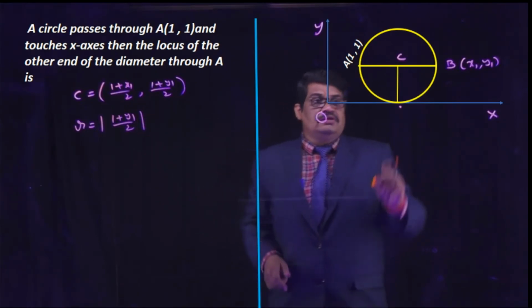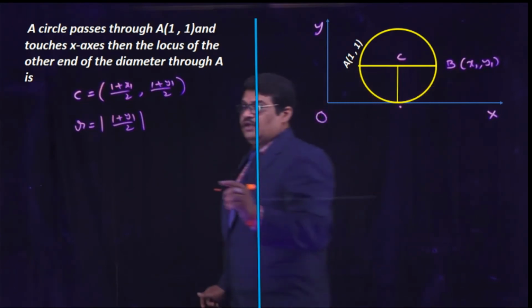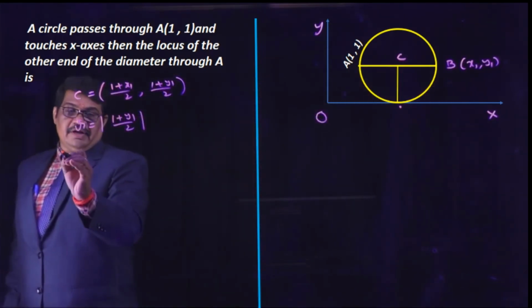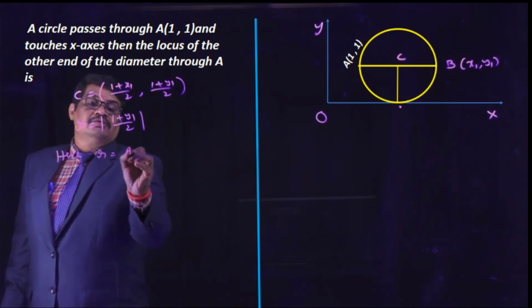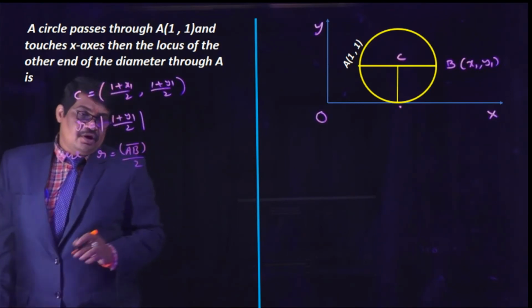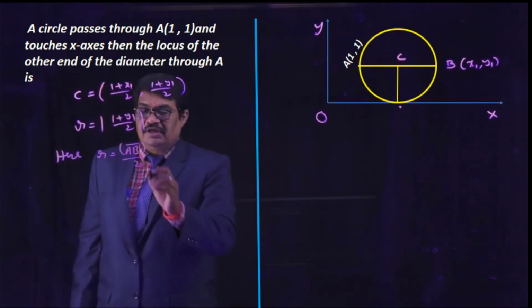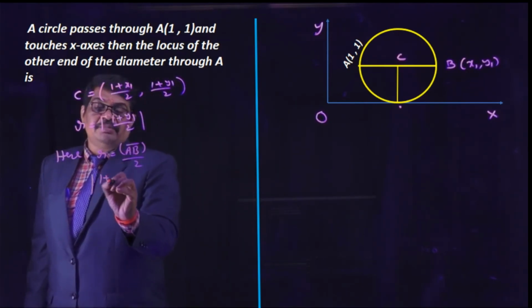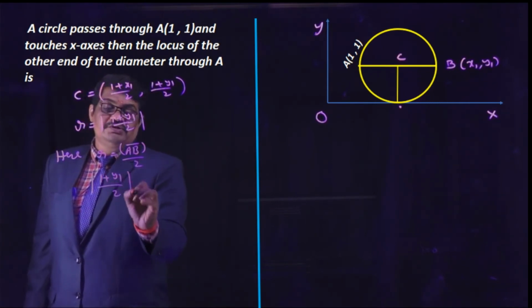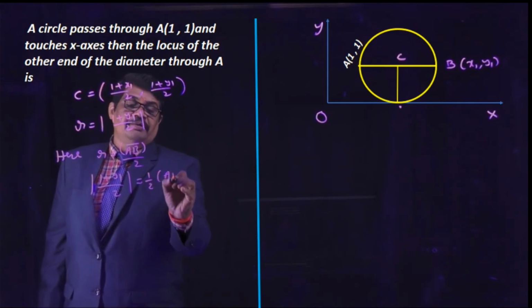Here AB is the diameter. So R is half of the diameter. Now we are writing here R is equal to half of the diameter, that is half into AB. What is the AB distance? Here, R is (1 plus y1) by 2, which is equal to 1 by 2 into AB.